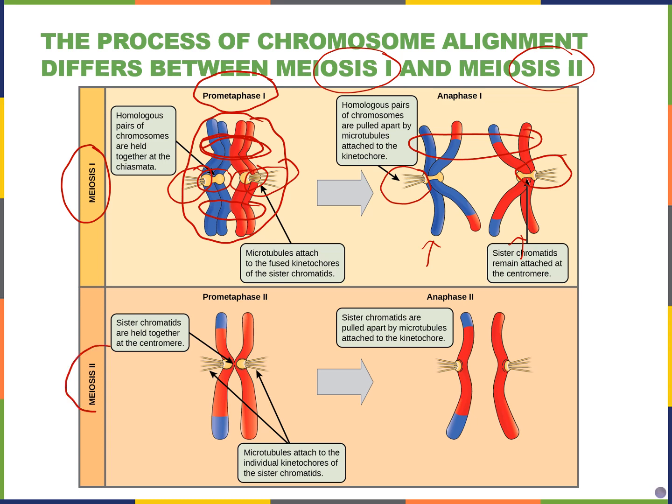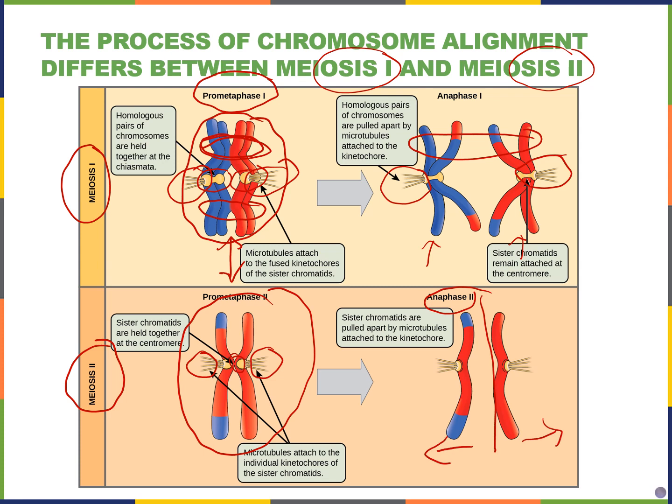In meiosis 2, if I look at the difference between prometaphase 1 and prometaphase 2, you can see there are no more homologous chromosomes. It's just one chromosome here with its sister chromatid attached at the centromere. This time the spindle fibers are attached to each side of the sister chromatids. And in anaphase 2, we're going to see that the sister chromatids are pulled apart by the shortening of those spindle fibers.